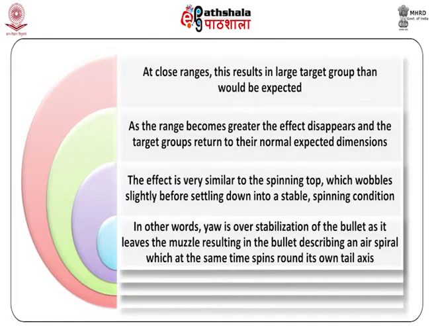At close ranges, this results in larger target groups than would be expected. As the range becomes greater, the effect disappears and the target groups return to their normal expected dimensions. The effect is very similar to the spinning top, which wobbles slightly before settling down into a stable spinning condition. In other words, yaw is over stabilization of the bullet as it leaves the muzzle, resulting in the bullet describing an air spiral which at the same time spins round its own tail axis.